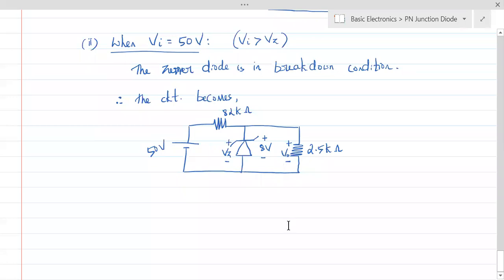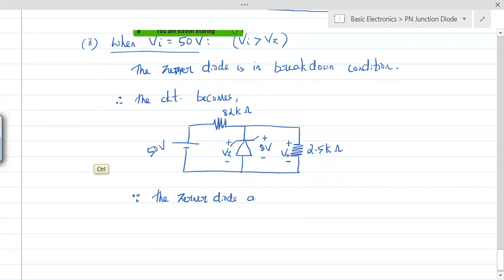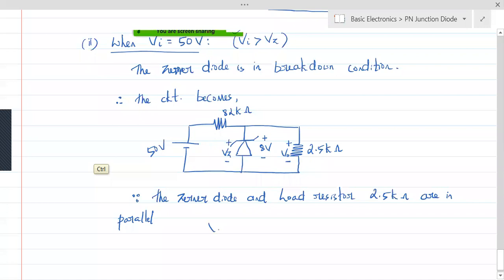Okay, so write that. Since the Zener diode and load resistor 2.5 kilo ohm are in parallel, V naught is equal to Vz, and that is equal to 8 volts.